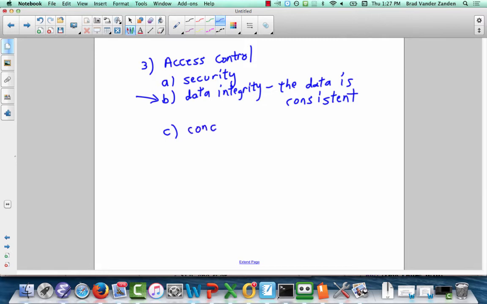Concurrency. So Amazon isn't very interested in having only one user at a time able to access their website. Amazon would not have grown into a $1 billion firm if only one person at a time were allowed to access their database. So it's really important to allow multiple users to access the database simultaneously while ensuring data integrity.